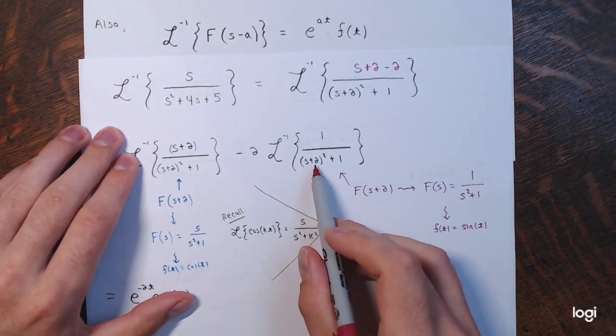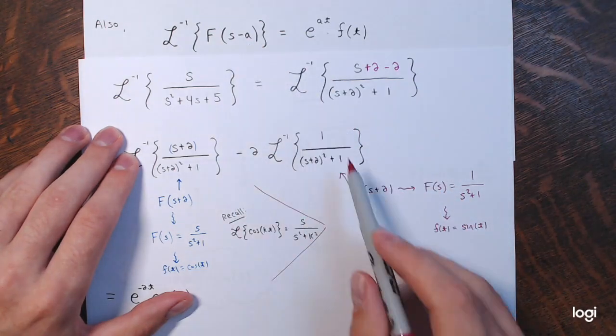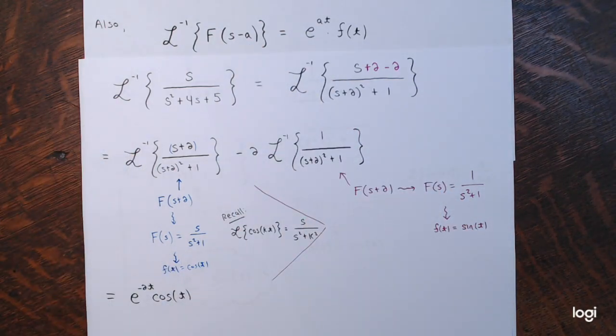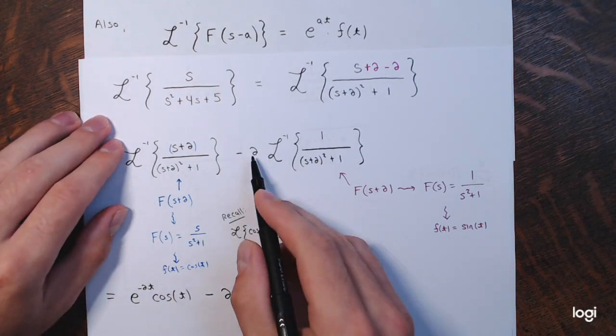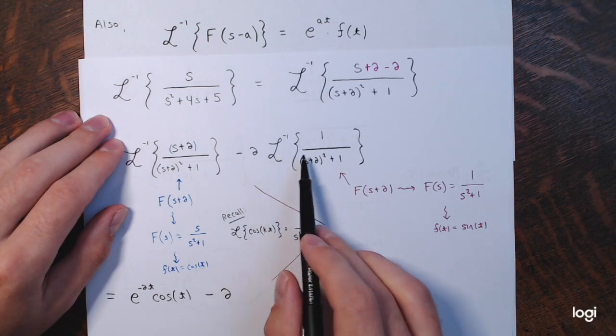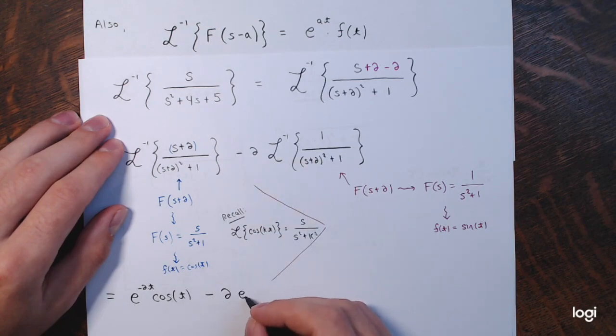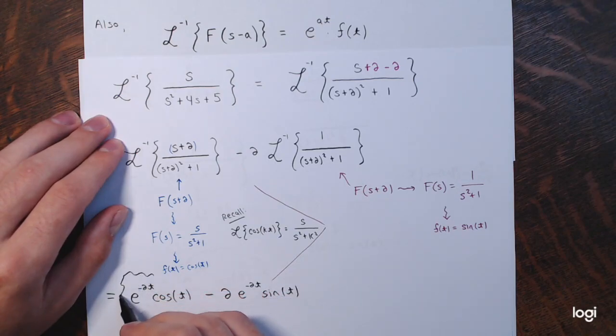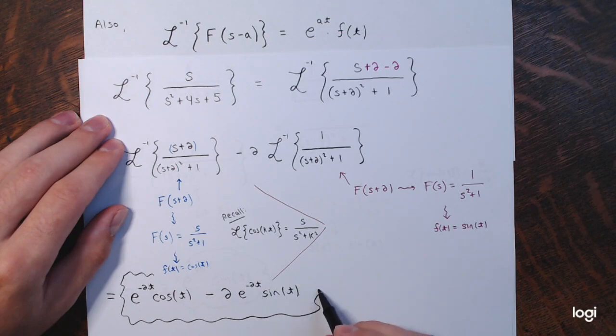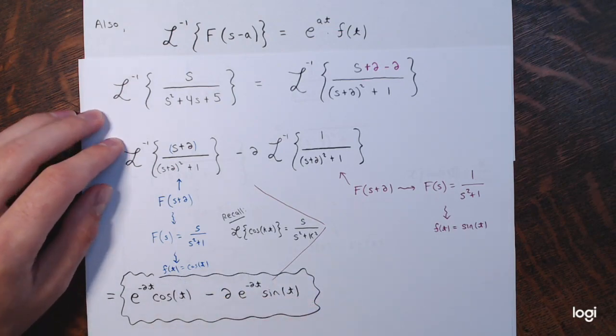And again, the value of a is negative 2. So what we have in this second inverse is minus 2. That didn't go anywhere. Then this inverse Laplace transform is e to the negative 2t times the sine of t. And there you go. We are done taking all the inverse Laplace transforms.